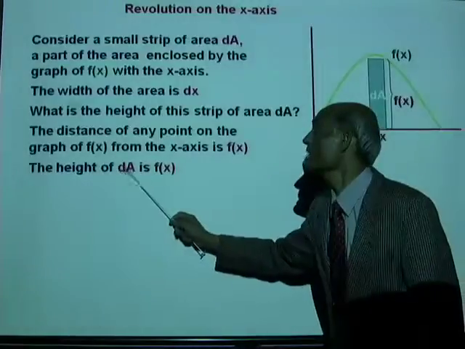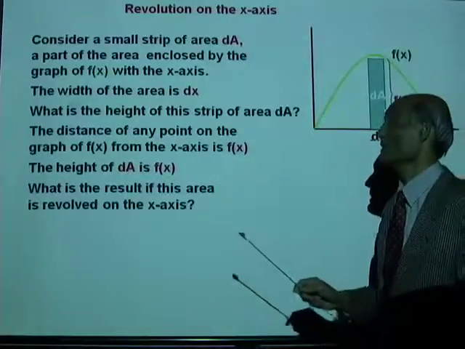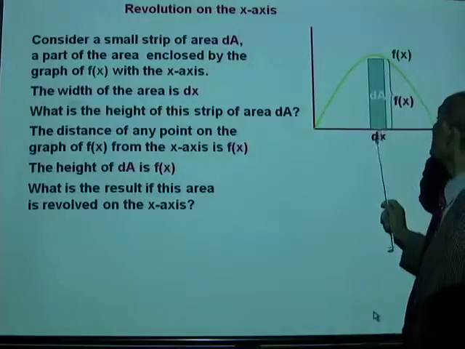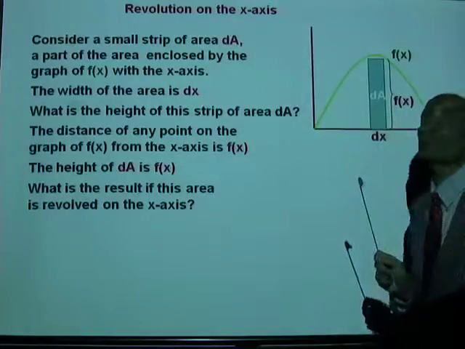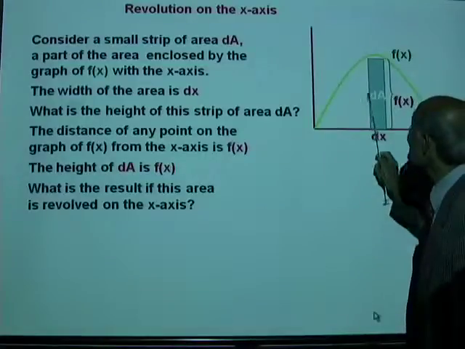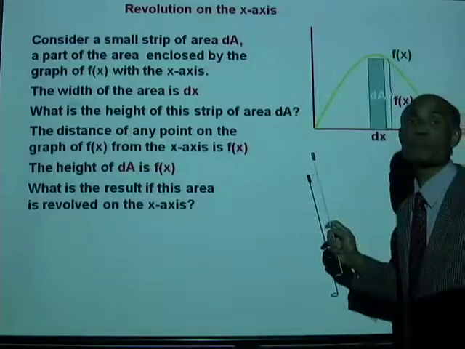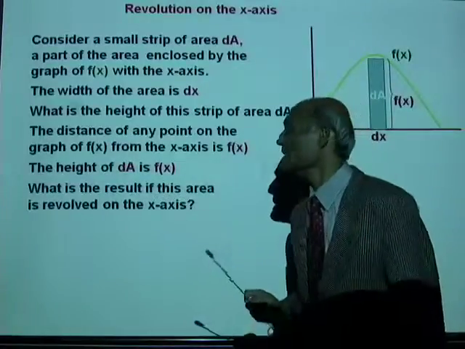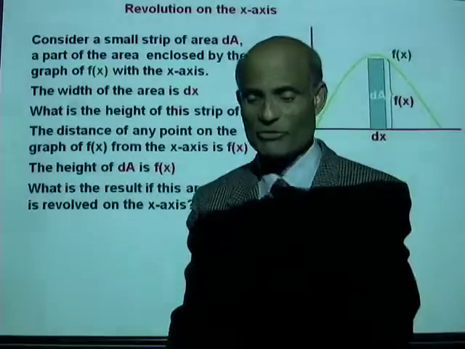So the height of dA is f of x. Now, I was asking you, what is dx multiplied by f of x? Actually, that is that area dA. All right. Now, what is the result if this area is revolved about the x-axis?